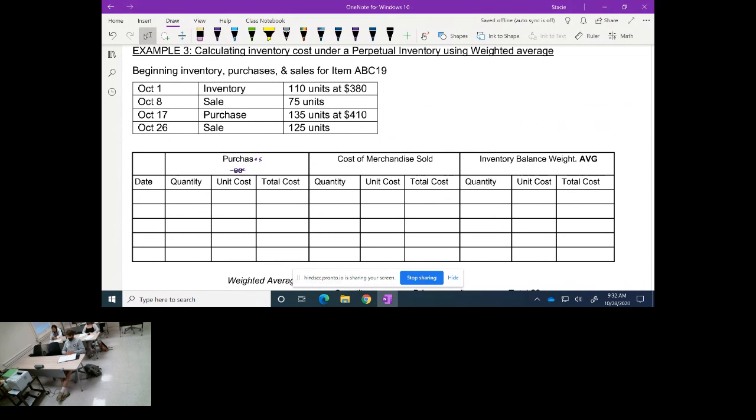So international doesn't allow LIFO? Well, no, I think it was like IFRS. Yeah, IFRS doesn't allow LIFO internationally for most industries. But we use it most commonly in the US.